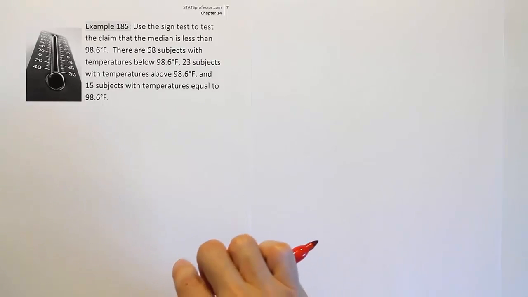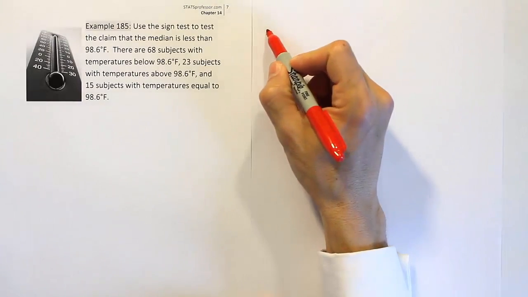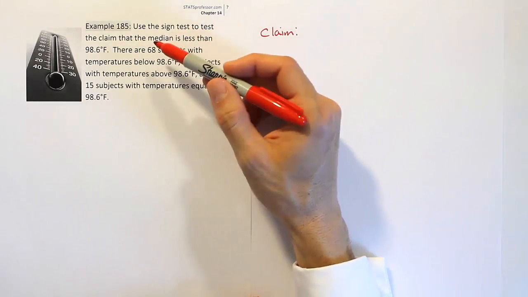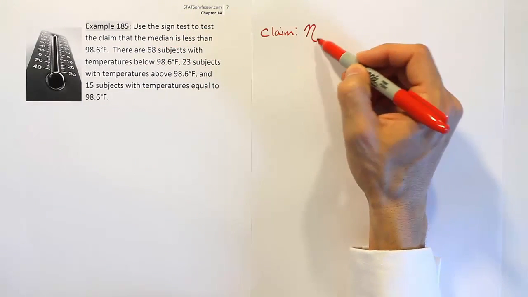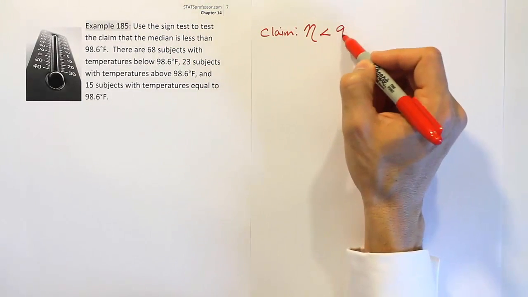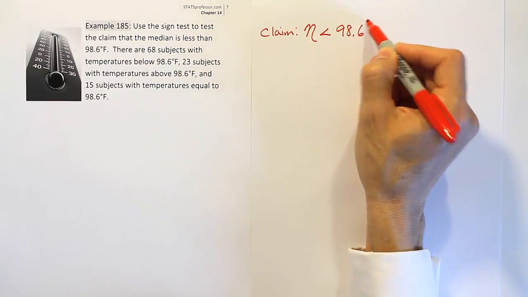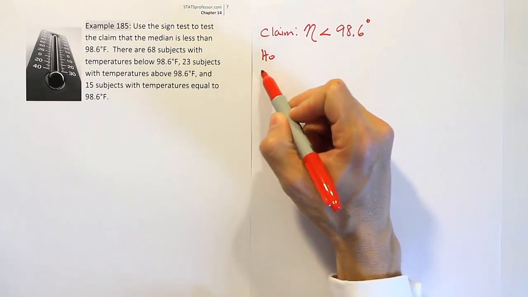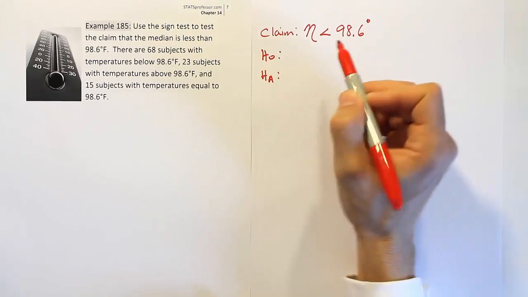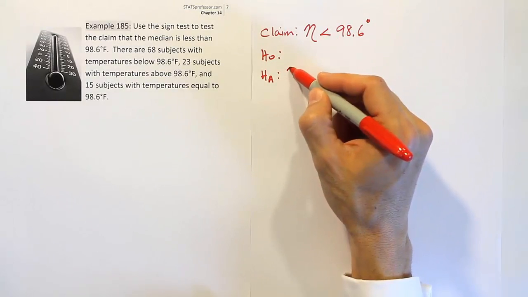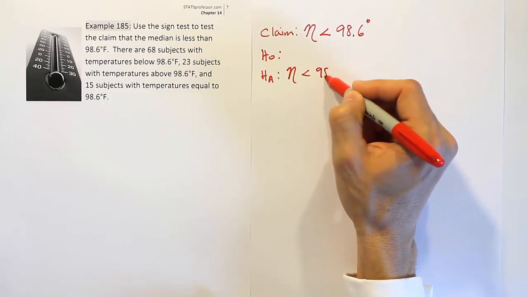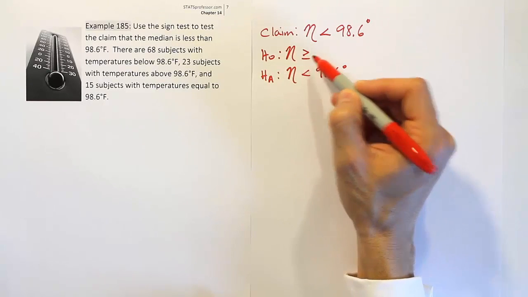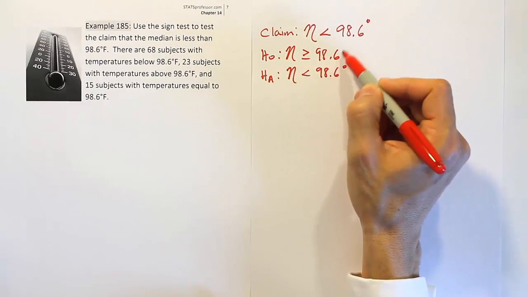So the first thing we want to do then is to express the claim in the problem. The claim is expressed pretty clearly in that first sentence: use the sign test to test the claim that the median is less than 98.6 degrees Fahrenheit. Okay, so there's your claim. H0, HA then follow from that. The claim has a less than symbol. That means it's the same as HA. And H0, of course, has the opposite idea. It'll be greater than or equal to 98.6 degrees.